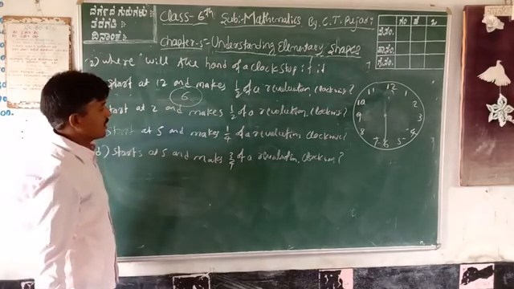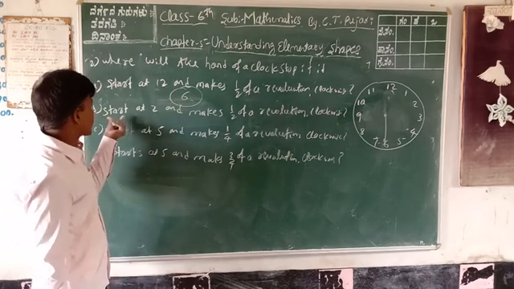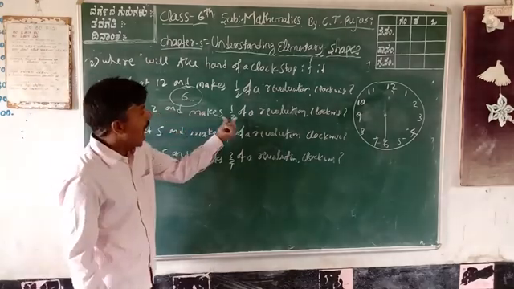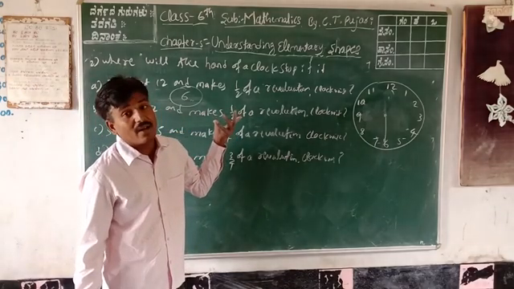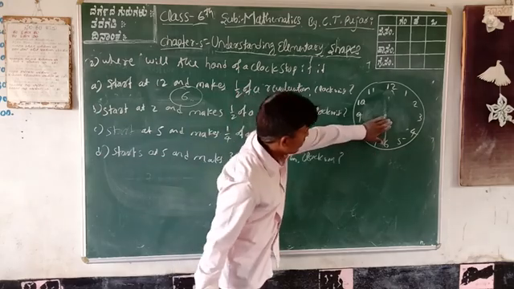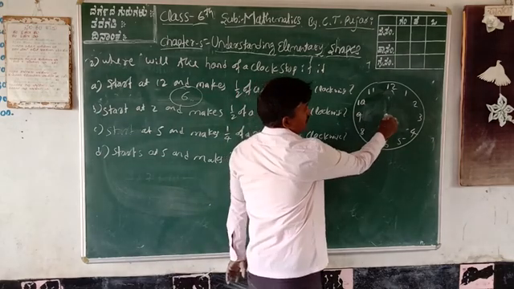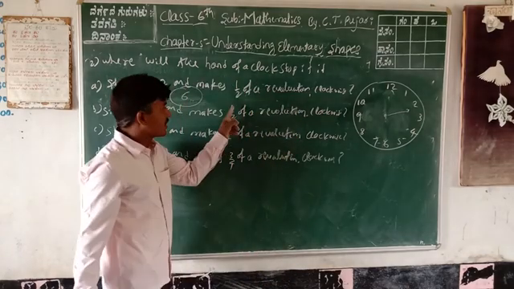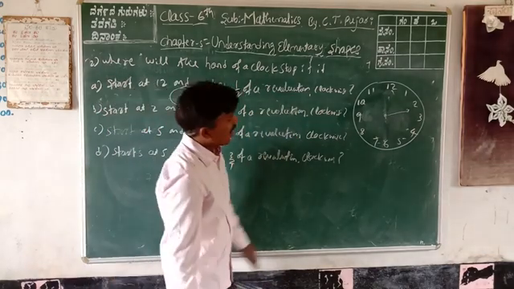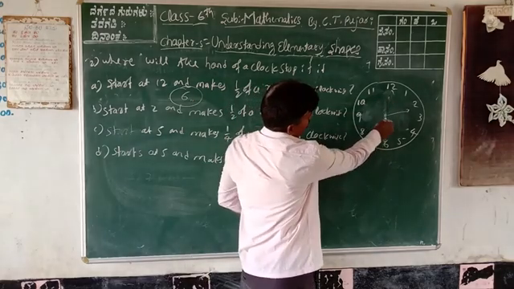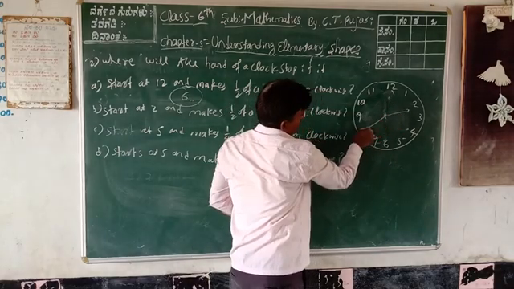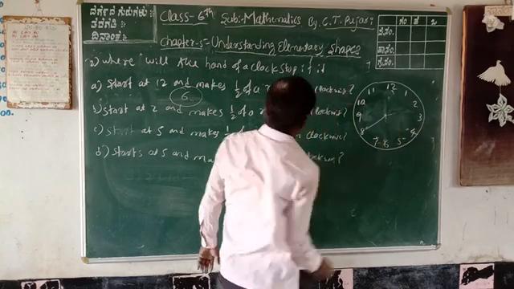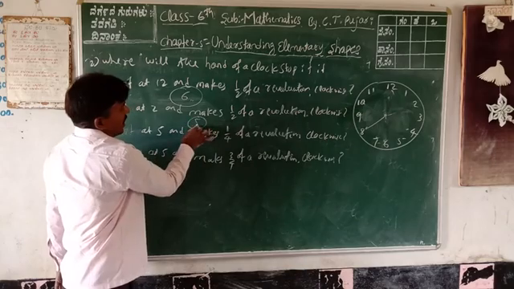That is the stop. Next, the second question: start at 2 and make half of the revolution; where does that hand stop? Again, the hand is starting at 2. How much revolution? 1 by 2, the half revolution. 2 to 8 is that. Therefore, 1 by 2 is 180 degrees. That is 8 only.